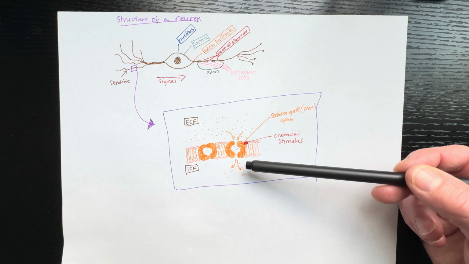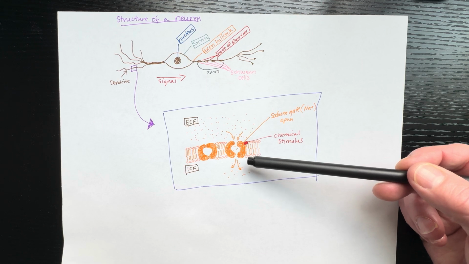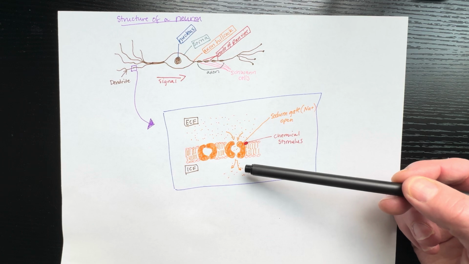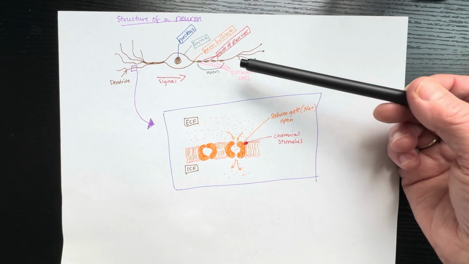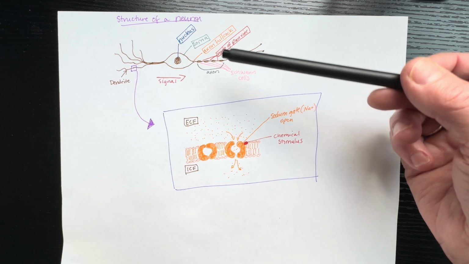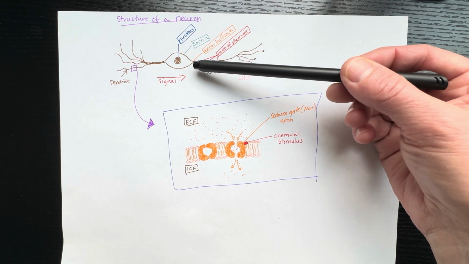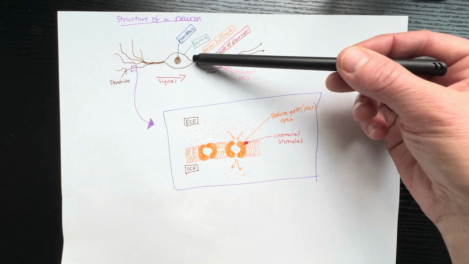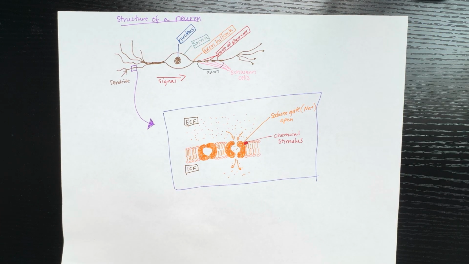The opening of the sodium gates and the diffusion of the sodium ions into the ICF at the site of the stimulation causes neighboring sodium gates to open as well. If strong enough, the current can progress through the plasma membrane of the soma and possibly to the axon hillock. So, traveling all this way, this kind of signal is the local potential.